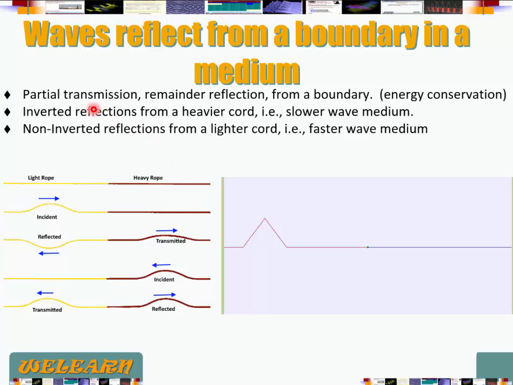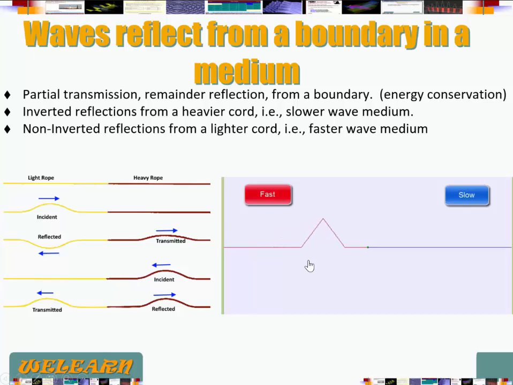Now, a couple of things to pay attention to. Whenever there is an interface, like here, part of the wave will be transmitted, the rest is going to be reflected. That's energy conservation. So part of the energy is going to move on, and part of it is going to be reflected. Now let's look at this in terms of a video.